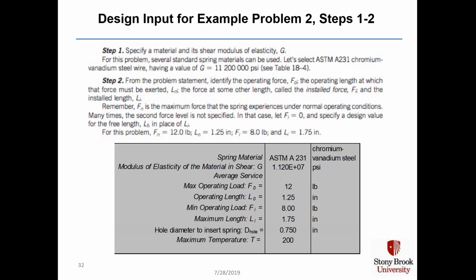F sub I equals 8 pounds, L sub I is 1.75 inches, F sub 0 is 12 pounds, L sub 0 is 1.25 inches, and all this information is codified in the table at the bottom of the slide.